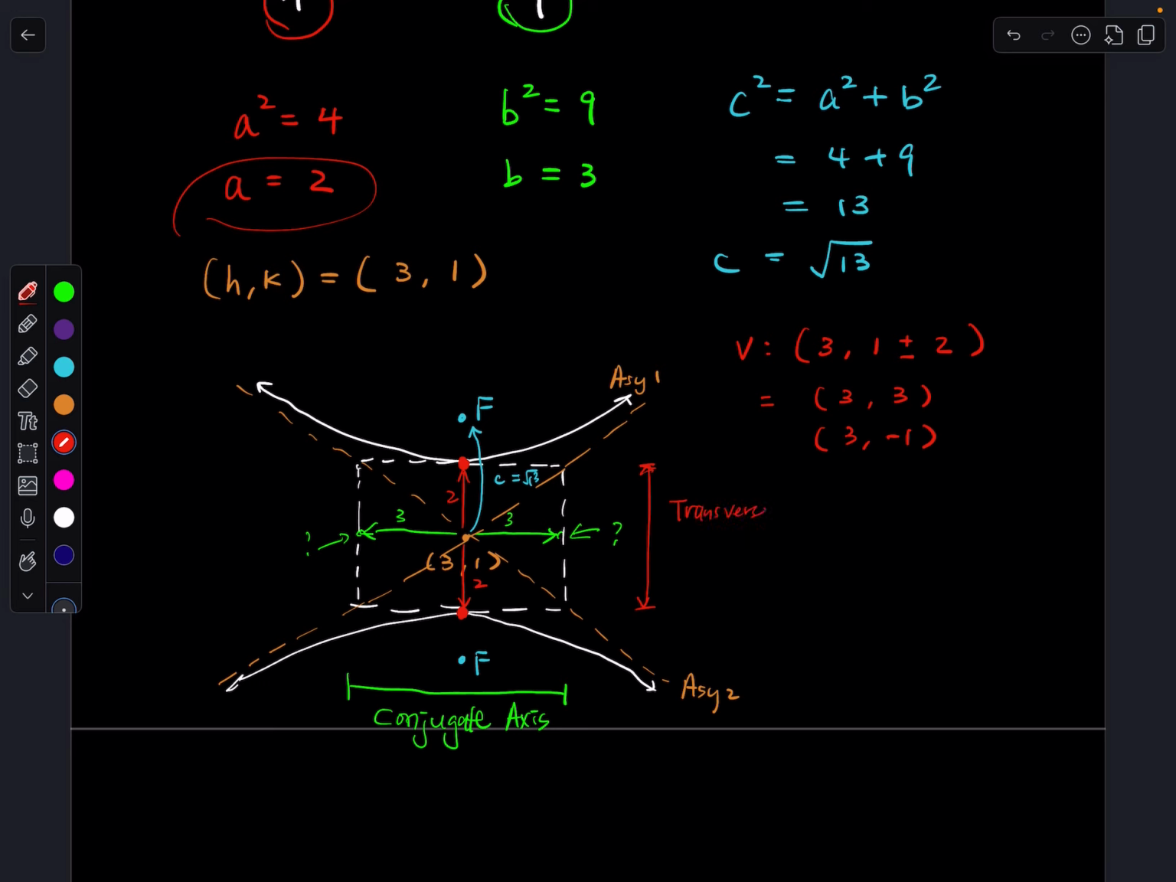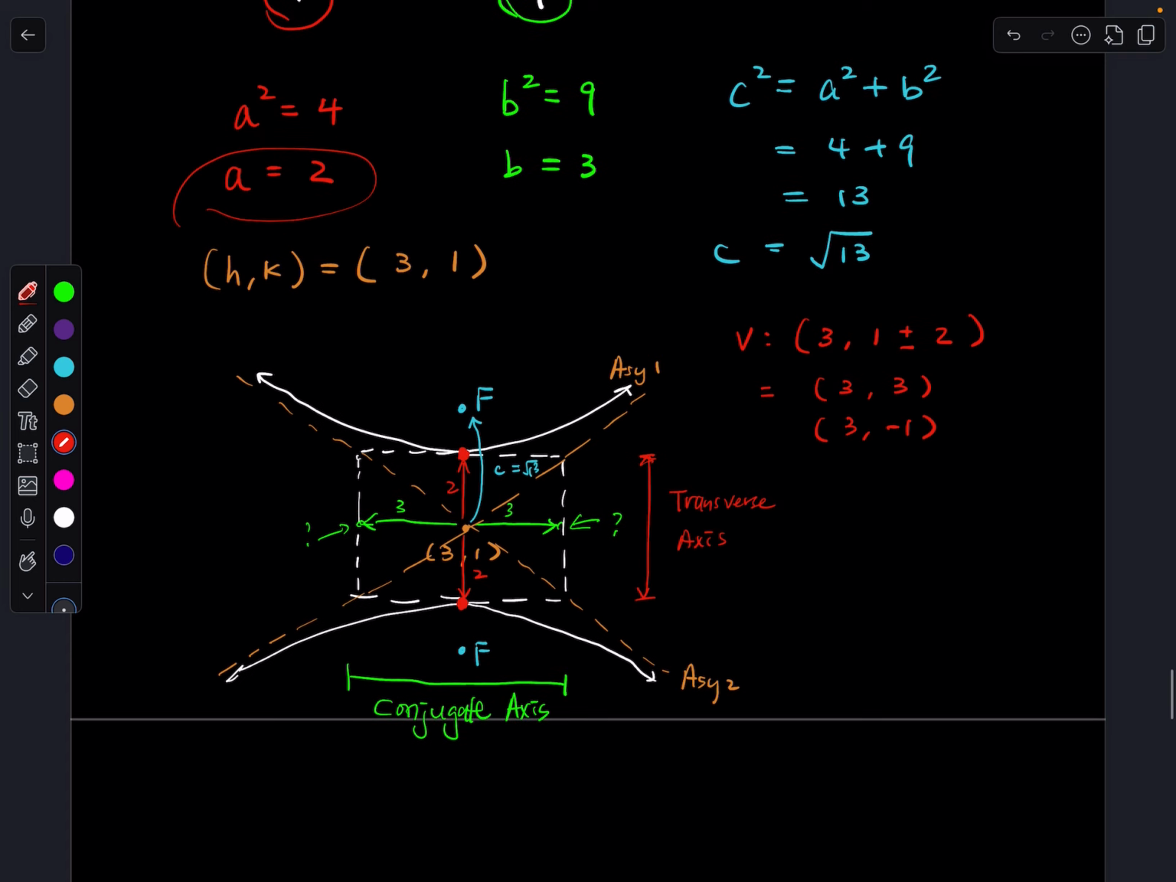Transverse, you can think of it as like transferring, from this point to this point. There are actually 2 points on there, so transverse axis. So if they want to know how long it is, in this case, for example, the transverse axis will be 4 because there are two 2's right there, and then the light green one, which is the conjugate axis, is just going to be 6. Again, it doesn't really matter which one is longer. They could also be equal to each other, which will have a box like a square.